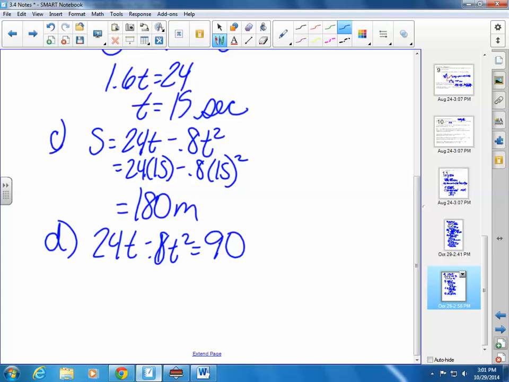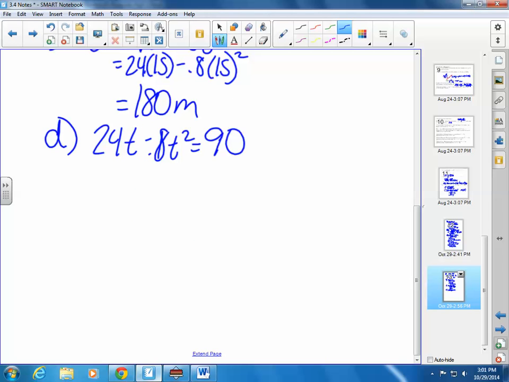So then E, how long is the rock aloft? We did this yesterday. How long was the rock in the air? Well, when it falls, what's its position going to be? 0. So take that position function, 24t minus 0.8t squared, and set it equal to 0 and solve it.